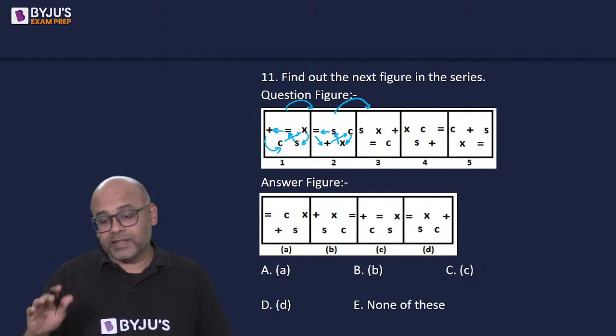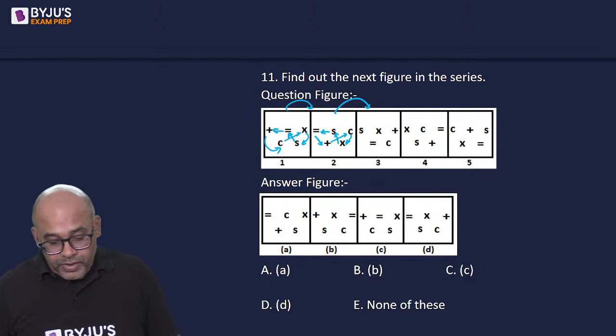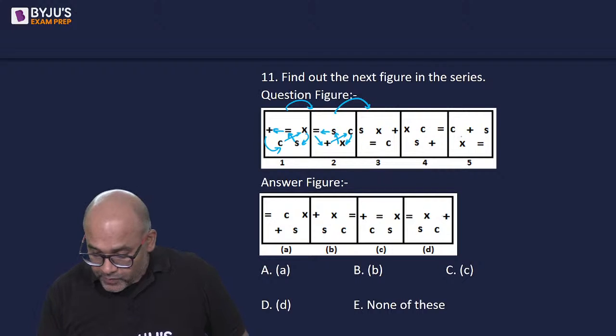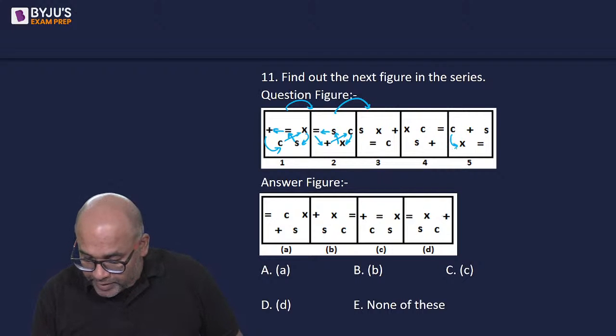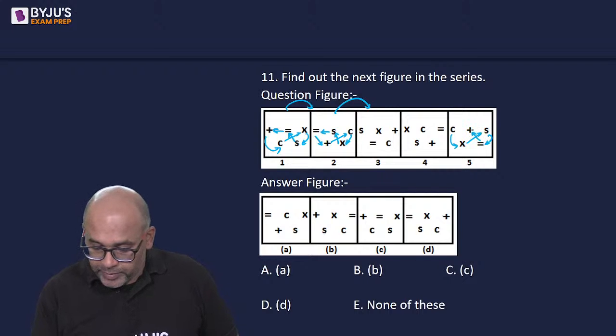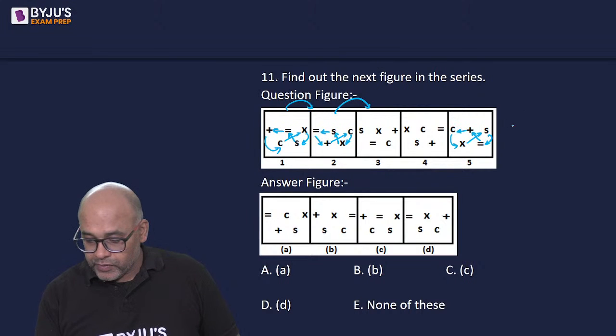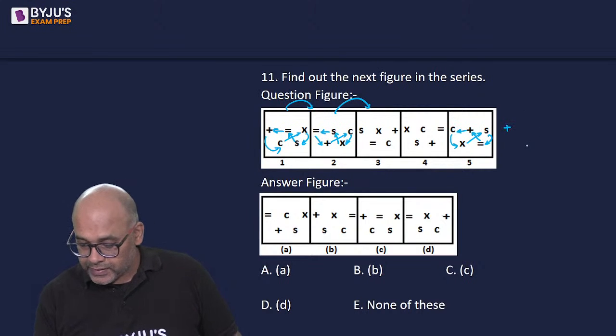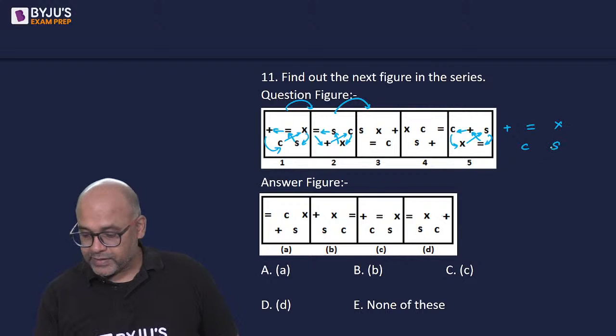Then I can apply the same pattern after 5th. So after 5th, what will happen? I will have the C coming here, the X will go here, then this S will come here, equal to will be here, and plus will be here, which means plus, C, equal to, X and S. This is how it should be.